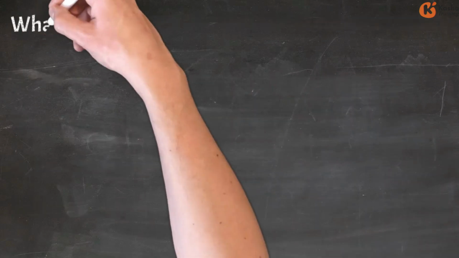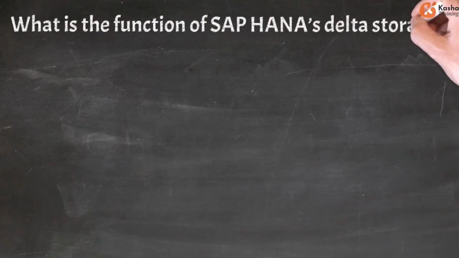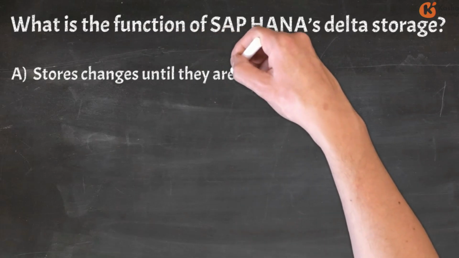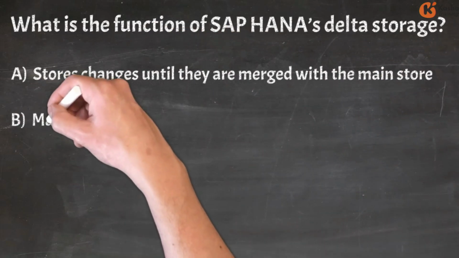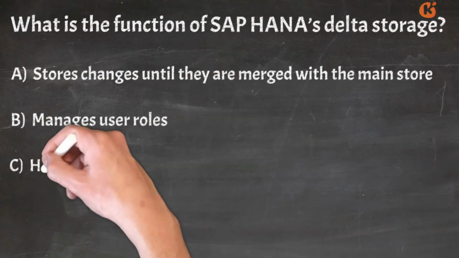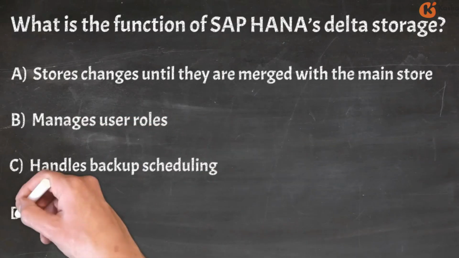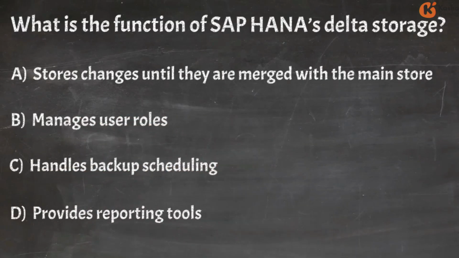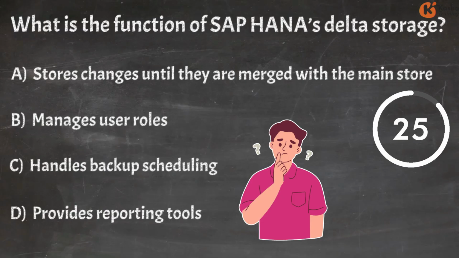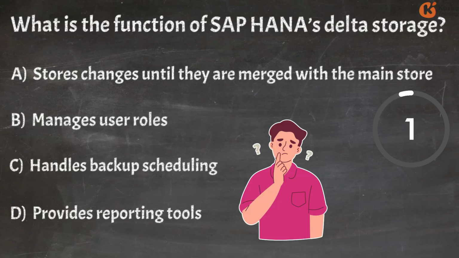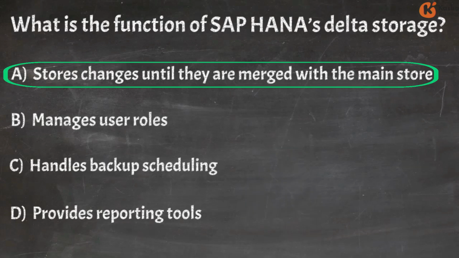Question 28. What is the function of SAP HANA's Delta storage? A. Stores changes until they are merged with the main store. B. Manages user roles. C. Handles backup scheduling. D. Provides reporting tools. Correct answer A. Stores changes until they are merged with the main store.